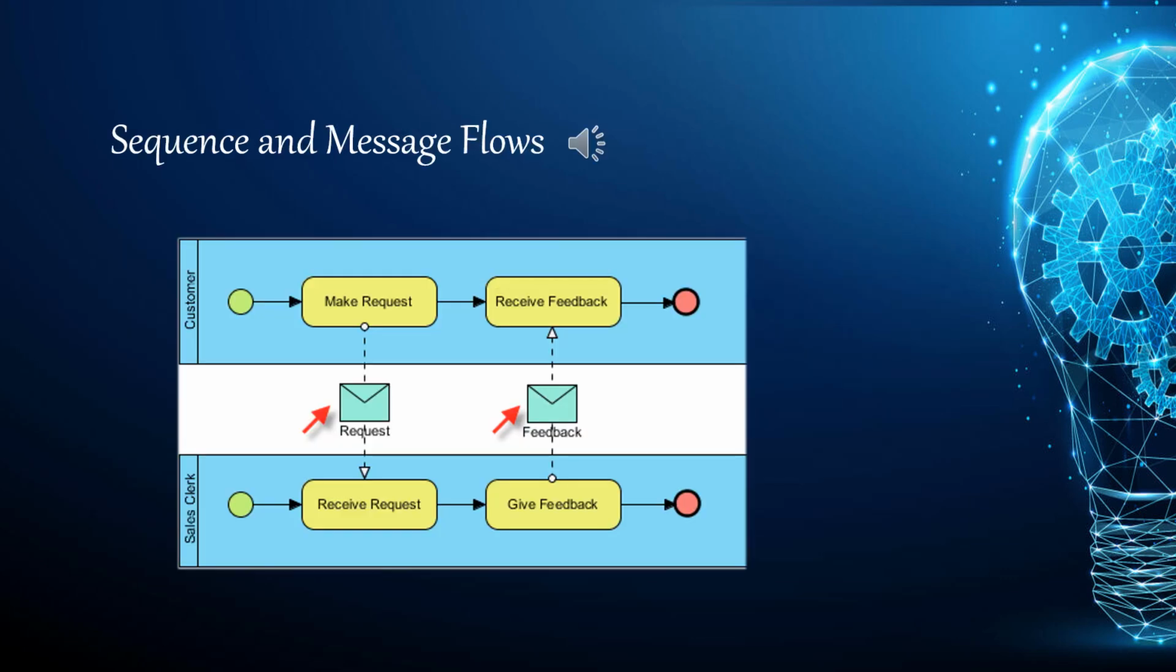In BPMN, sequence flows show the order of execution of activities within a process, while message flows represent the exchange of messages between different participants or pools. Here's a more detailed breakdown of both sequence flows and message flows.